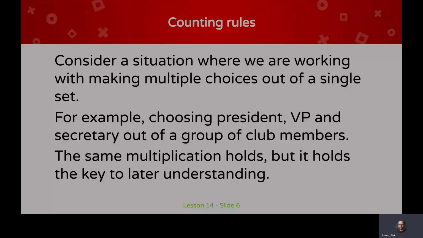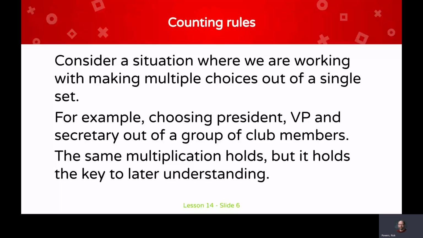Consider a situation where we are working with making multiple choices out of a single set. For example, choosing president, vice president, and secretary out of a group of club members. The same multiplication holds, but it holds the key to later understanding.